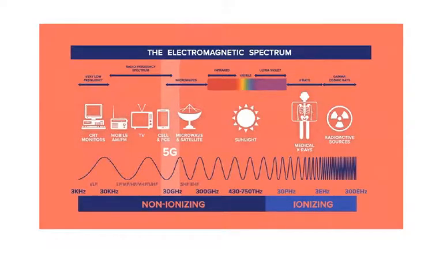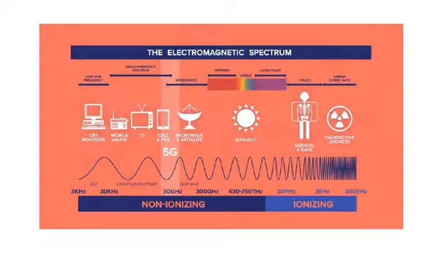Non-ionizing radiation is typically low energy. It doesn't have enough energy to ionize atoms or molecules, whereas ionizing radiation does. Now, all of these different types of radiation that you see here make up the electromagnetic spectrum.